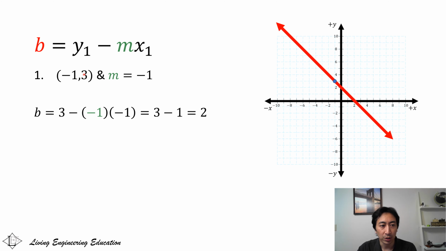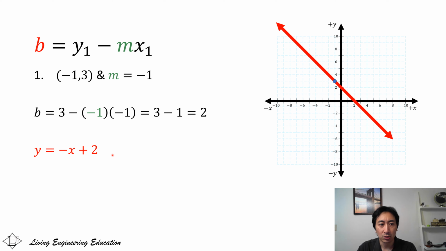So y1 is 3, the slope is -1, and x1 is -1. So that's what I have here. So I have 3 minus 1 is equal to 2. So my y-intercept is 2. I look at my graph, and it does match. I have a y-intercept of 2. So all I have to do at this point is plug in my slope -1 and my y-intercept 2 into my linear equation. y equals -1 times x, or -x, plus the y-intercept 2. So this is really basically a one-step type of problem.